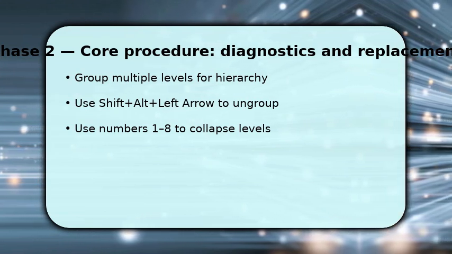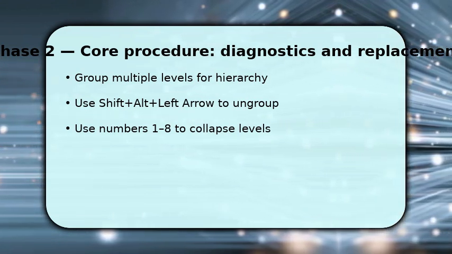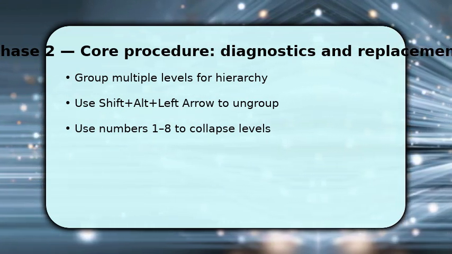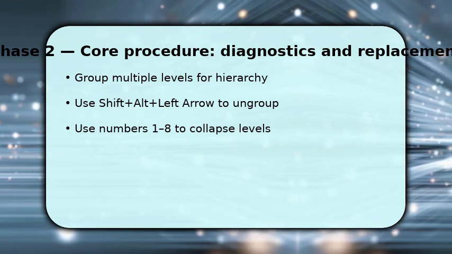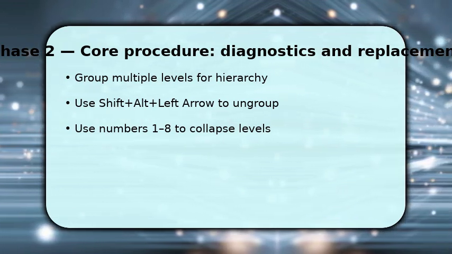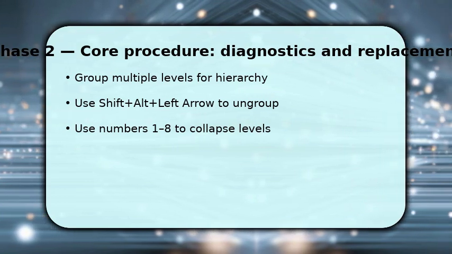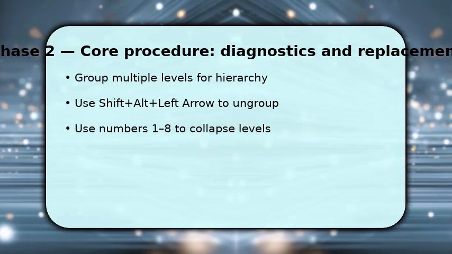Make sure to test collapsing from the outermost level inward, because order matters. Collapsing a parent hides children automatically. If needed, remove a selected grouping with Shift plus Alt plus left arrow, keeping the rest intact.